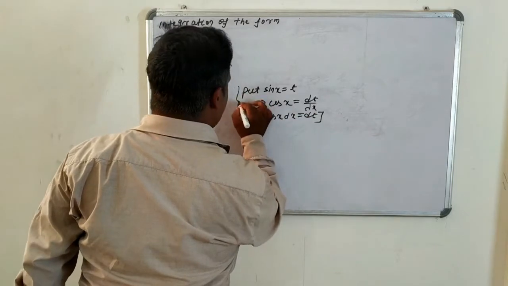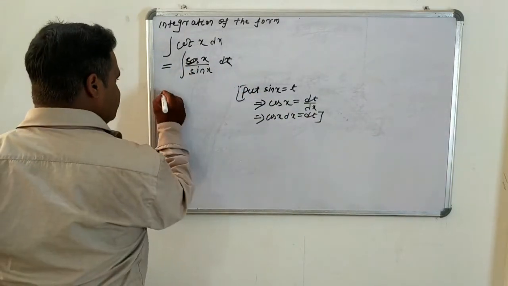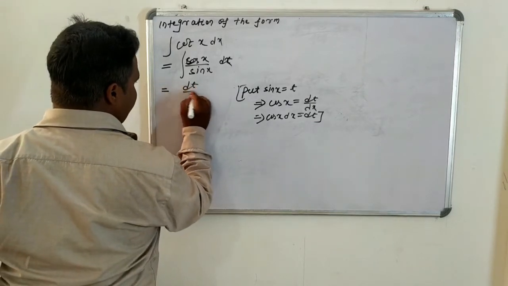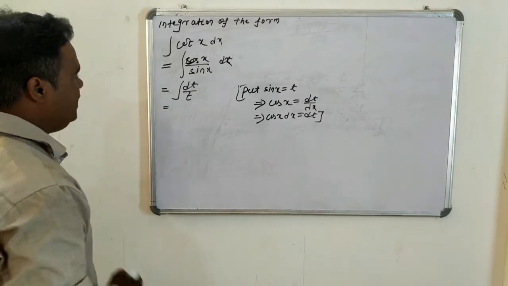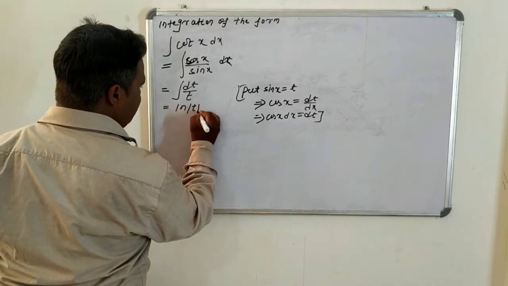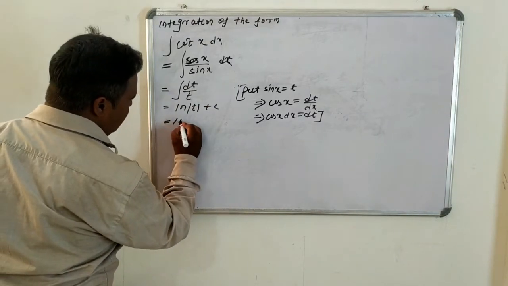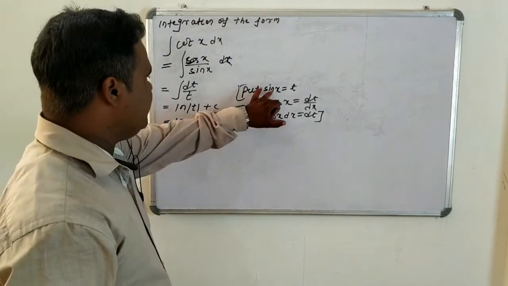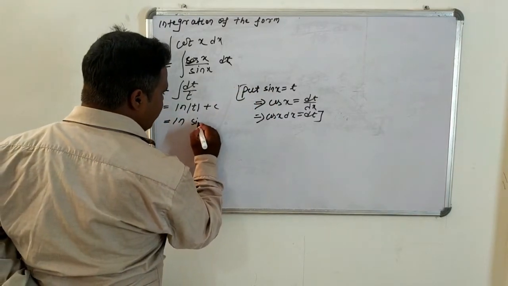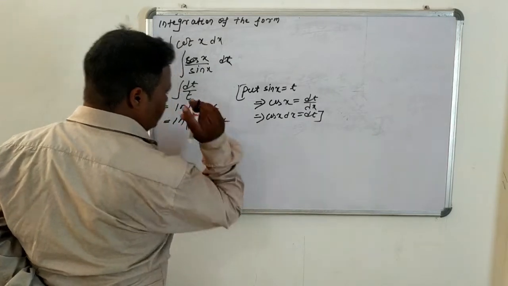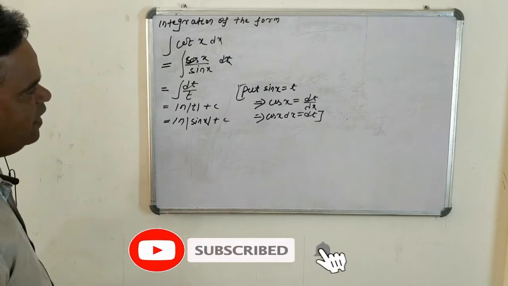So the value of sin x is t, and cos x dx is dt. So this integral equals dt divided by t. We know that the integration of dt by t is ln t plus c. Now ln t, where t is sin x, putting this value in the given equation, gives ln sin x plus c. That is your answer for the integration of cot x.